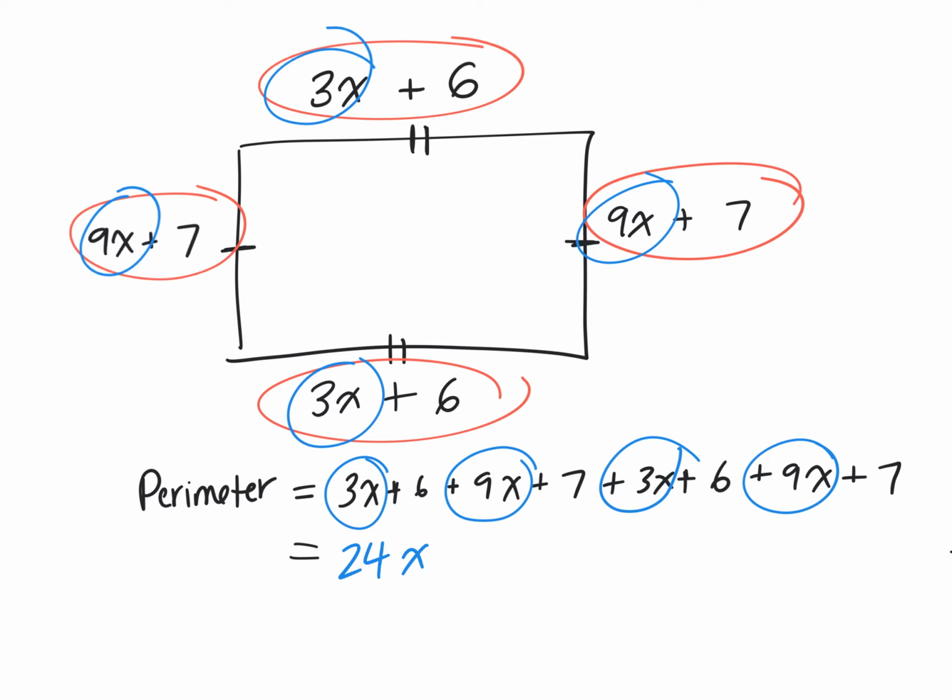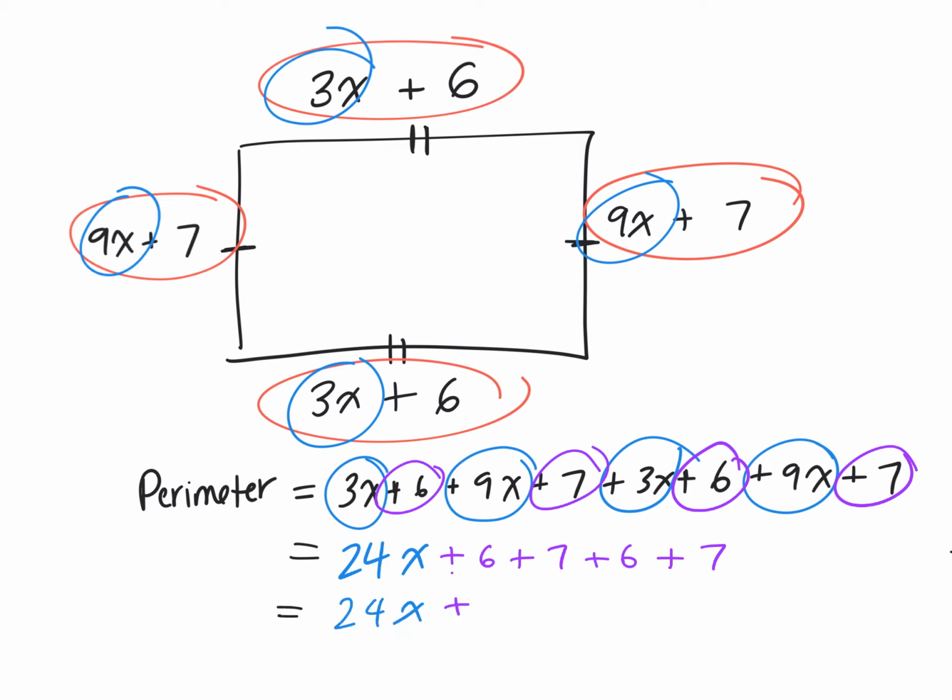Then what do I have to add? I have to add the 6. I'll just write it out. Plus the 7, plus the 6, plus the other 7. So altogether I have 24 x's plus, what's 6 plus 7 plus 6 plus 7? 26. Raise your hand if you got 24x plus 26.